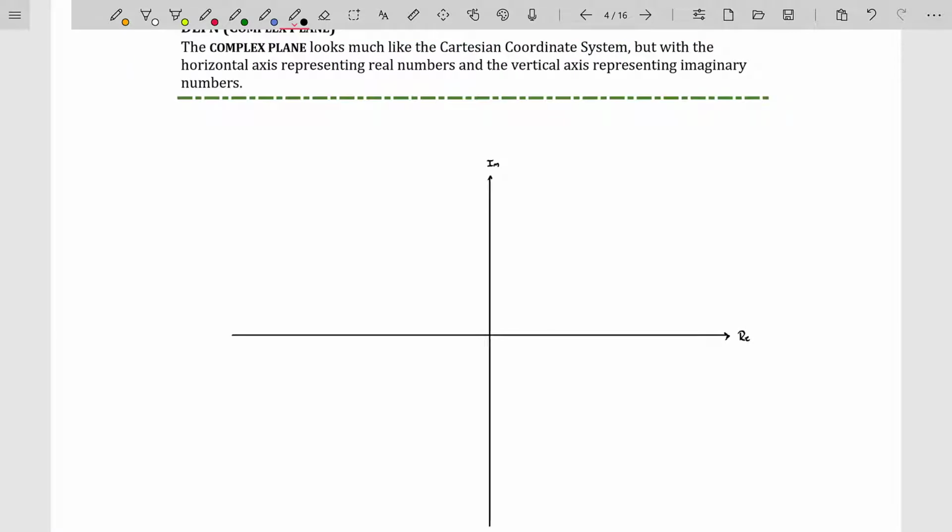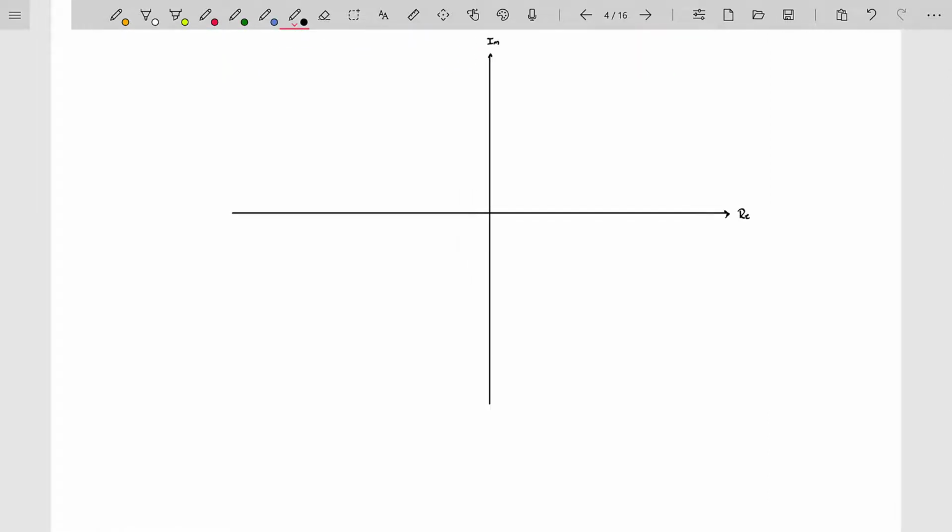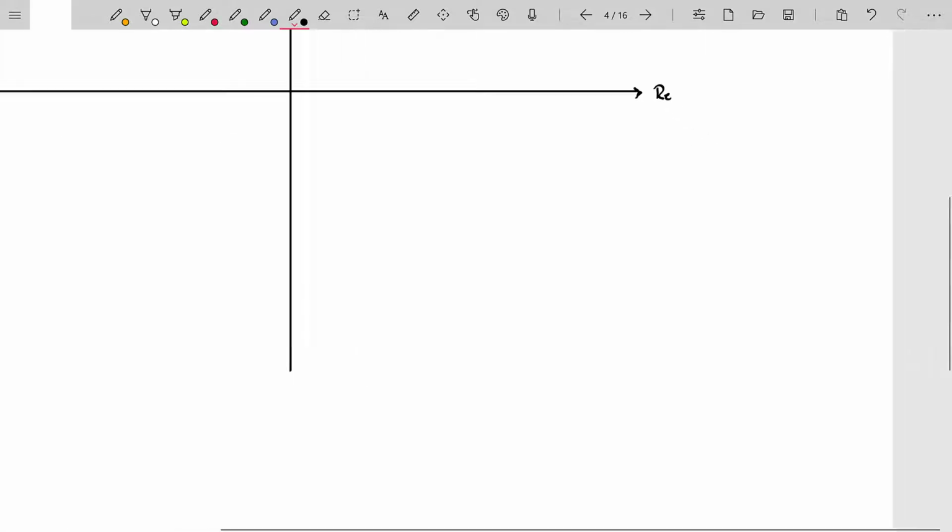So what you're seeing right here is the real and imaginary axes. They are perpendicular to one another, just like the x-axis is perpendicular to the y-axis. So it should seem very familiar. But what we're going to do to plot a complex number is treat the real part as the x value and the imaginary part as the y value. Let me say that again.